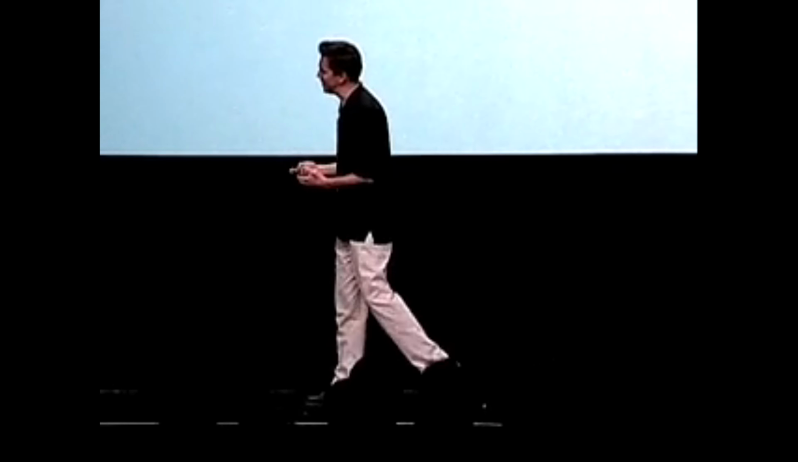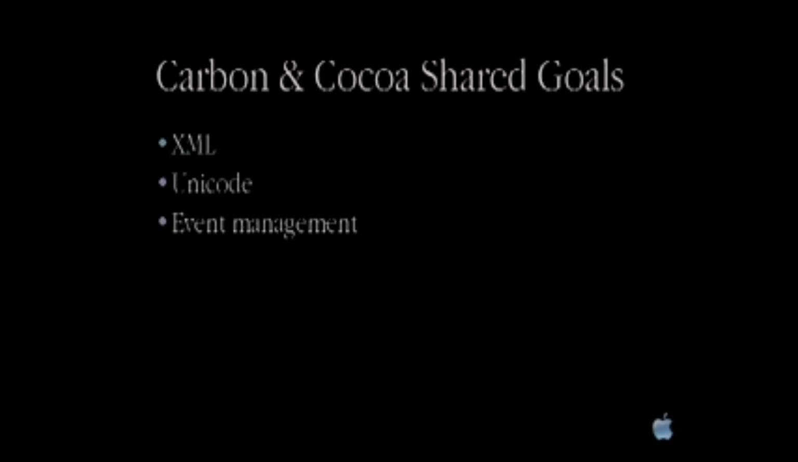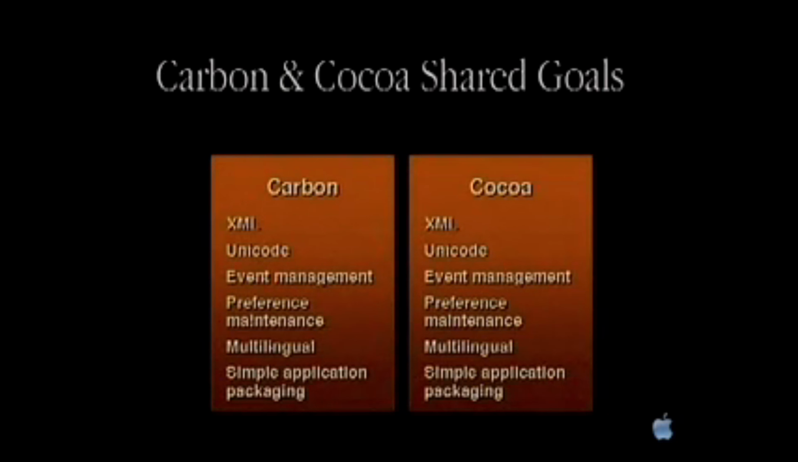So there's a bunch of other functionality that we wanted to add to Carbon and Cocoa, like XML and Unicode. We wanted great event management to be able to tie together Carbon and Cocoa. We wanted standard preferences for every application. We wanted it to be multilingual and have simple application packaging. So we looked at those and asked, how should we implement all of that? Here's one solution: we could implement it twice in both of our stacks. If someone were to come up with this solution, I would fire them, and then you can have them as an engineer.